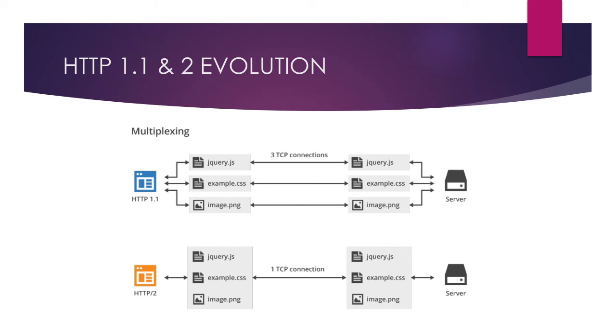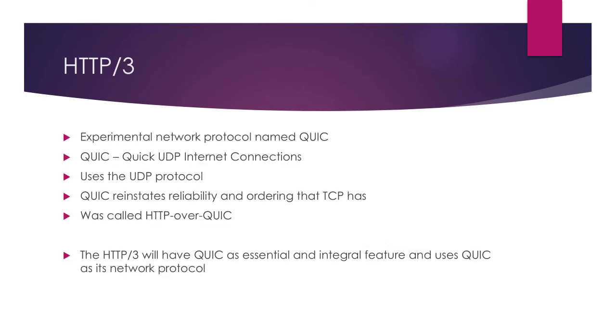With multiplexing, there would be only one connection which would be able to handle all the files that have to be loaded on the browser, and it made life easier. What we are doing right now is an HTTP2 connection. However, over a period of time, there are some disadvantages with TCP also. TCP requires a number of round trips between the client and server to establish the connection.